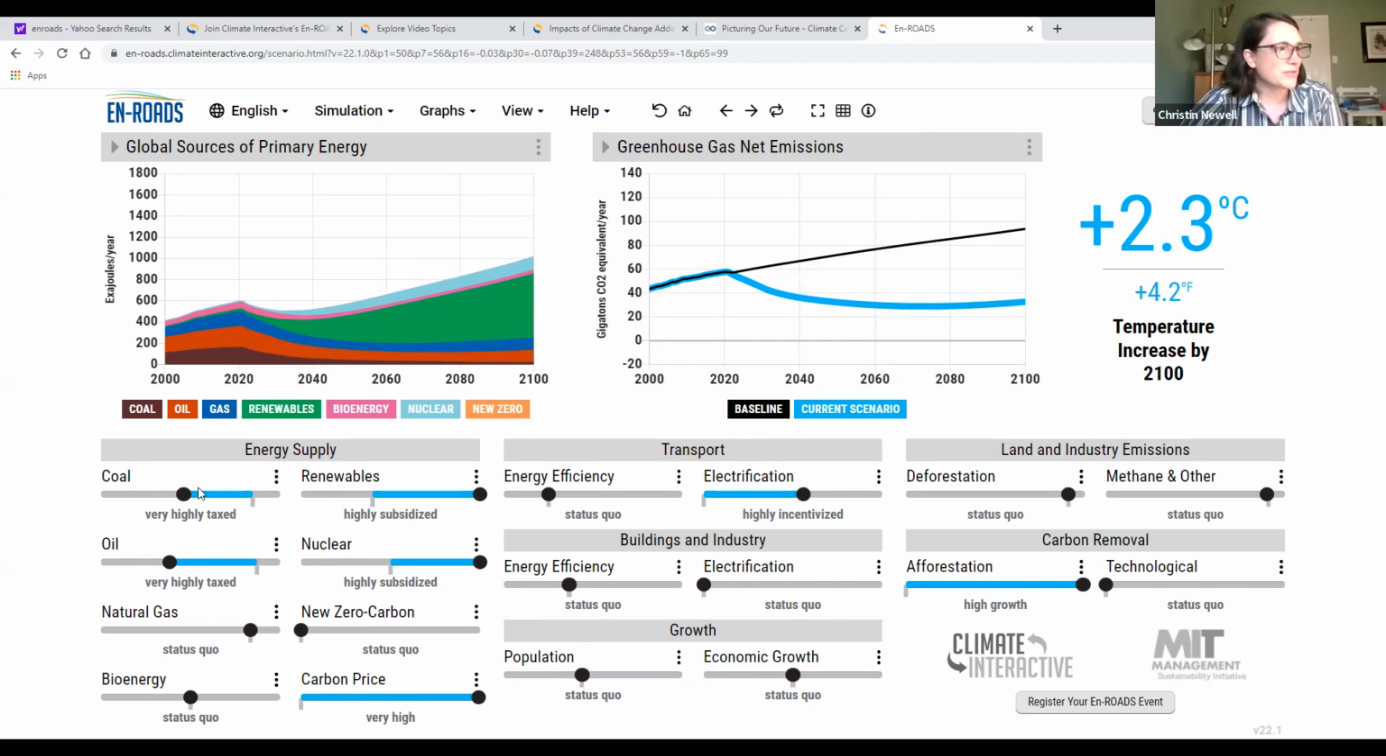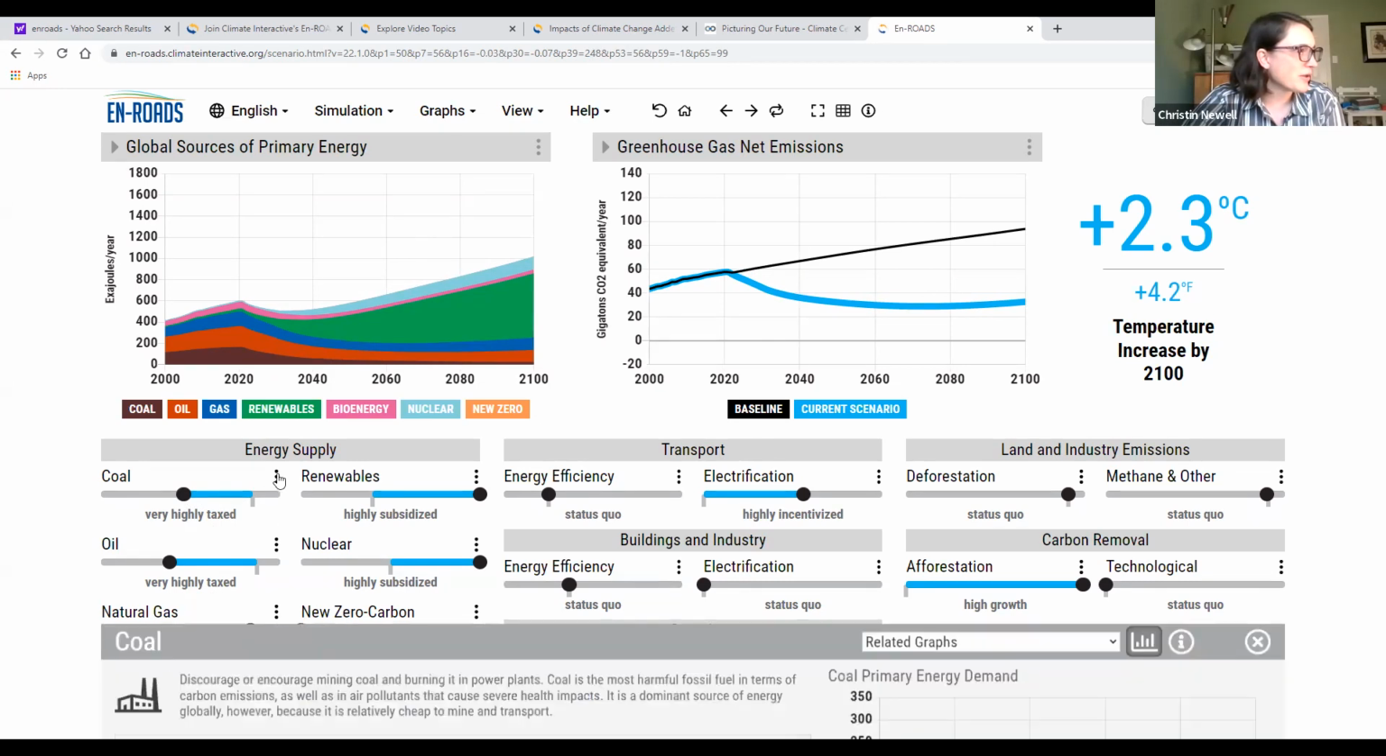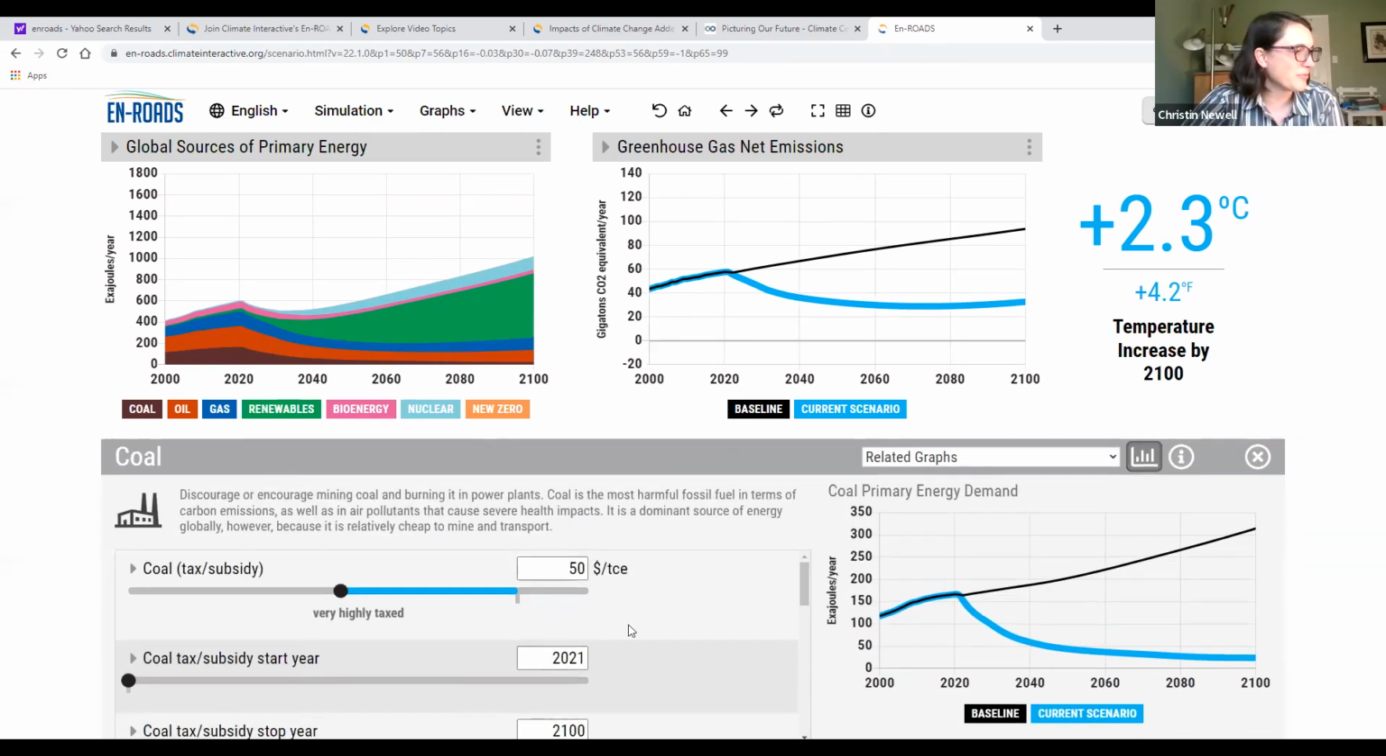And one reason it makes so much difference is we're affecting coal, oil, and natural gas all at the same time instead of just one of those. And there's one detail in here that's interesting. Well, there's a lot of detail, so definitely look some more after.